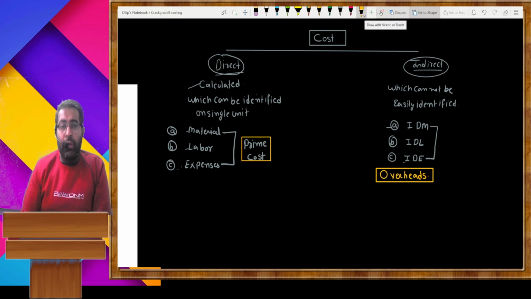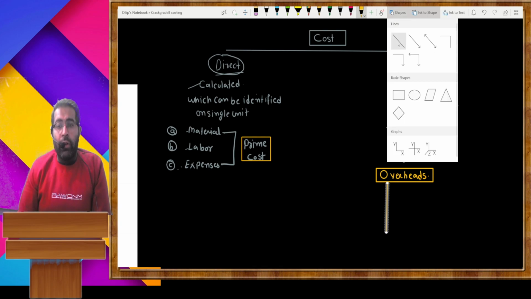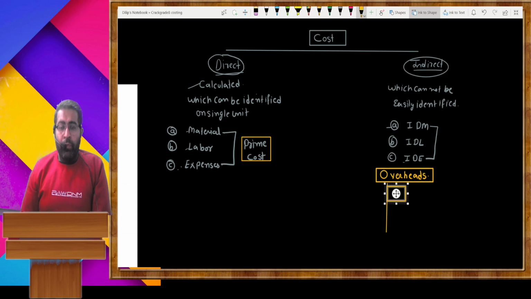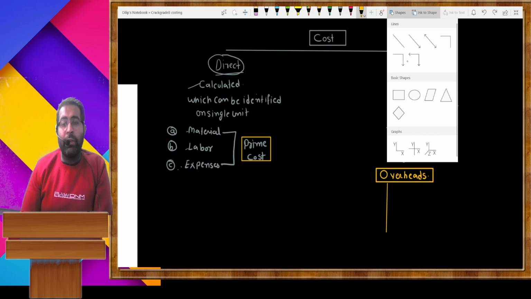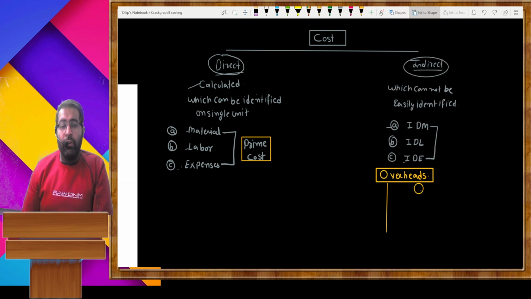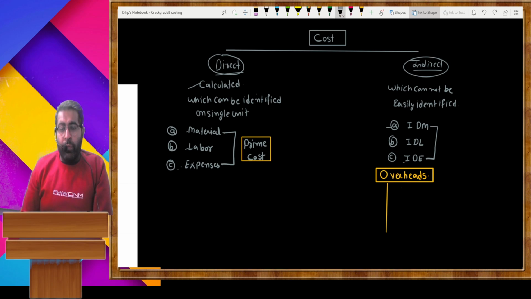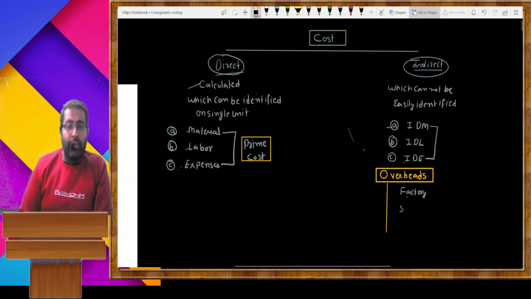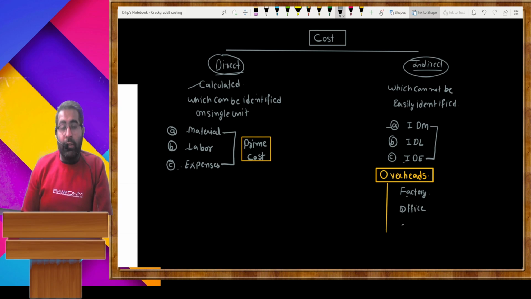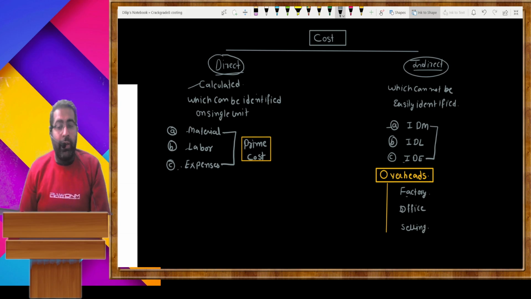A company's overheads are further classified into different categories, and these are as under: first, factory overheads; second, office overheads; and last is selling overheads. Okay.